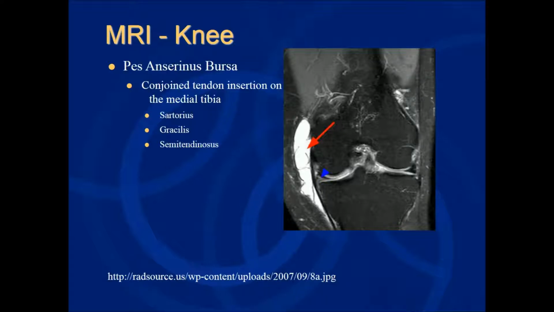Pes anserinus bursitis. The pes anserinus bursa is located at the conjoined tendon insertion on the medial tibia. Tendons involved are the sartorius, gracilis, and semitendinosus. You can see here over the medial aspect of the knee there is a fluid collection not associated with an abnormality of the medial collateral ligament. As you can see there, it's thin and not significantly abnormal.